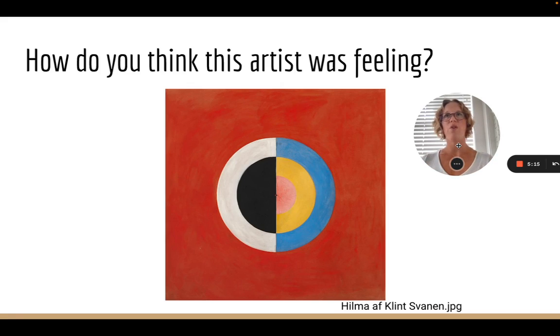Now, there's no right or wrong answer. Remember, it's your inference, it's your interpretation. So the way that someone's art makes you feel might be different than the way your friend feels with their artwork, and that's okay. What's important is that you learn how you would express the feeling of happiness or sadness or anger so that you're able to put that into your own artwork. So, how do you think this artist was feeling? I'm going to give you just a second to think about that.